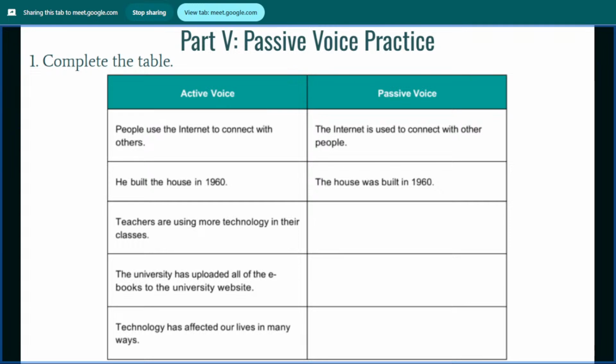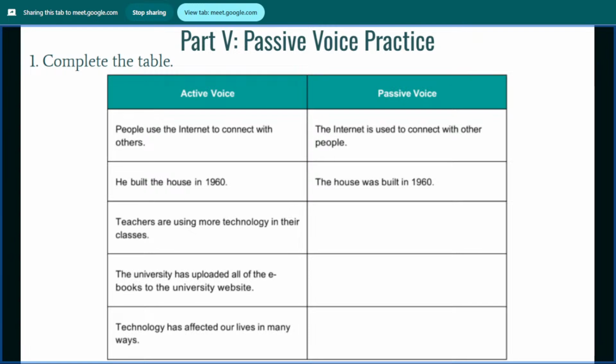Teachers are using. No, no, no. I wrote somewhere. Okay, I don't know where. More technology is being used by teachers in their classes. More technologies, because they have used technologies, no? No, ma'am, technology is a single word. So more technology is being used by teachers in their classes. Correct.